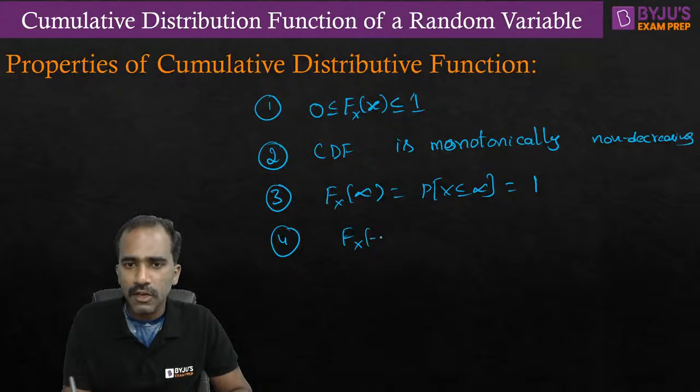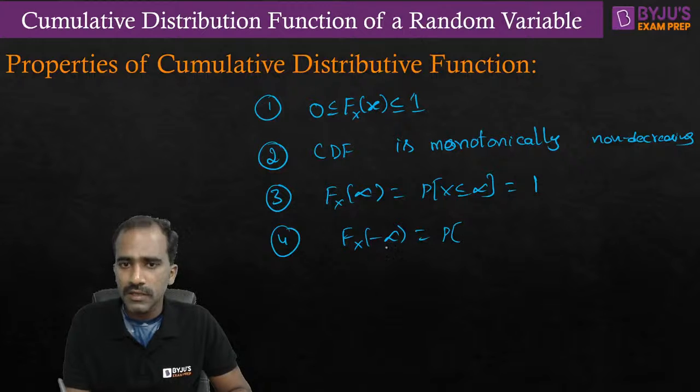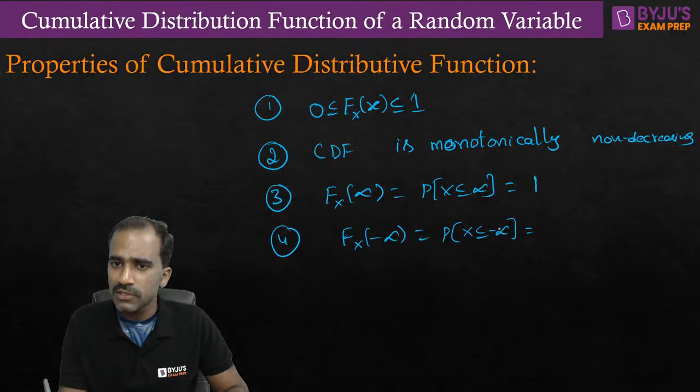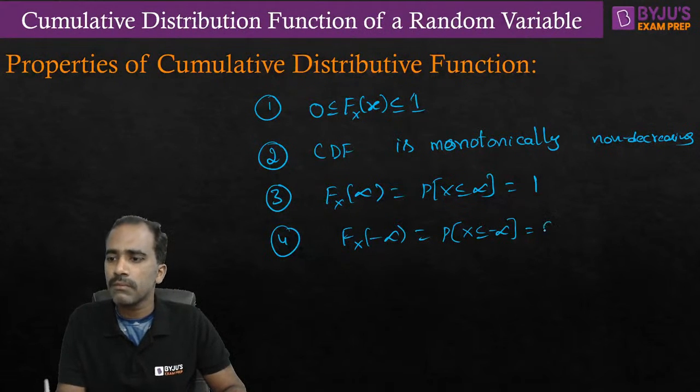How about the effects of minus infinity? We know that we are interested in the probabilities of values of the random variable from minus infinity onwards only. For values of x less than minus infinity, there is no value that we are interested in here, because there are no values which are less than minus infinity. So the probability is 0.